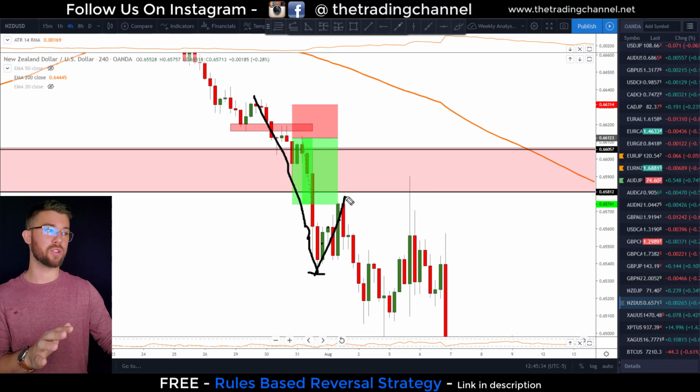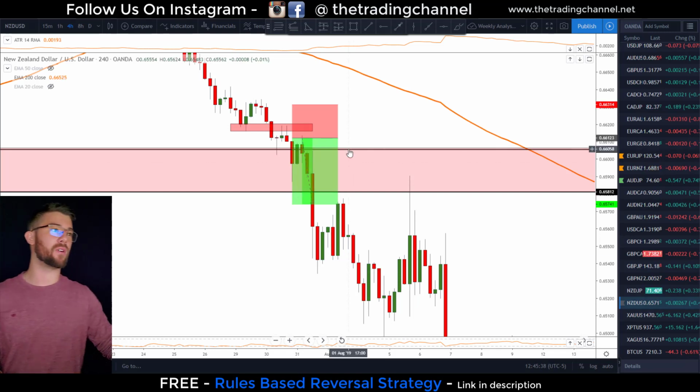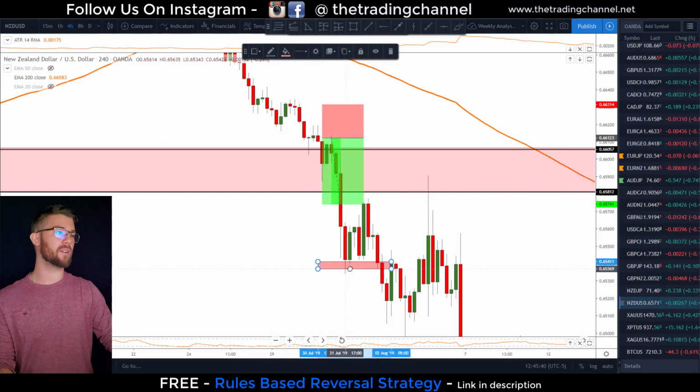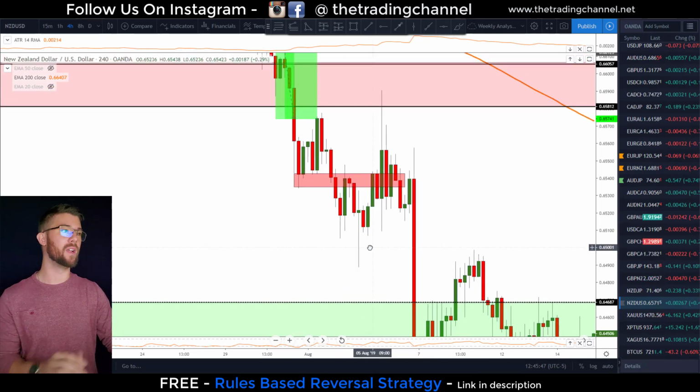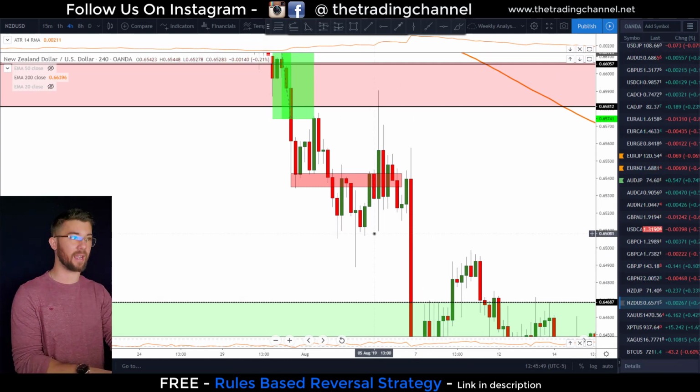We want to see a close below that level. Boom, close below that level. At this point, we have a red box. We'll just use the one from above right here. And in this area is where we're looking for shooting star candles. Did we get a shooting star candle in this area? The answer is no. We continue to do the same exact thing.